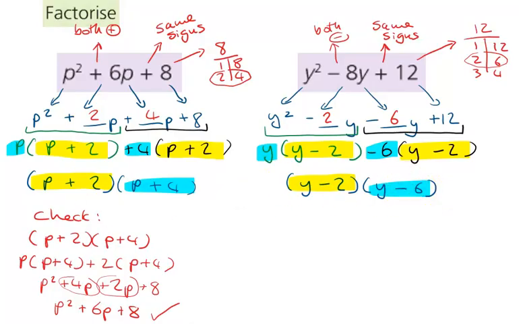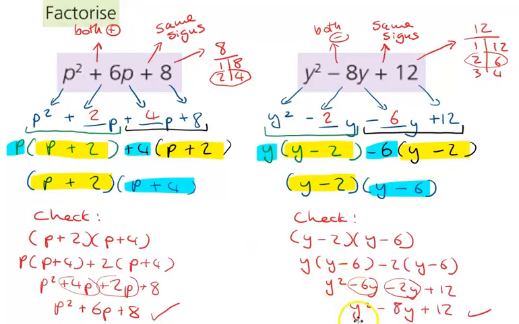And then I'm going to check my answer by multiplying out the brackets. And I get back to the start, y squared minus 8y plus 12. That's what I started with.